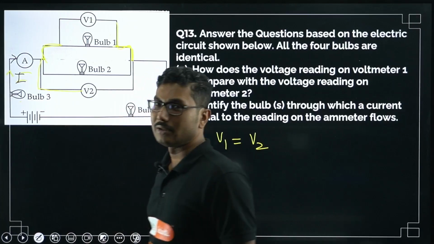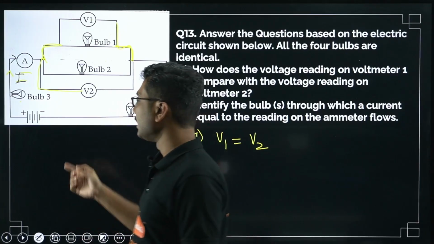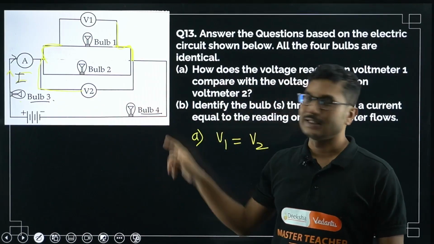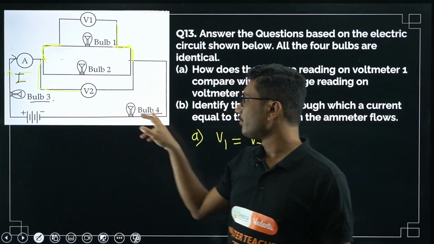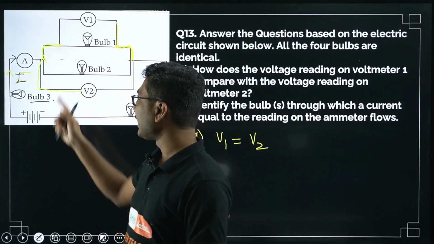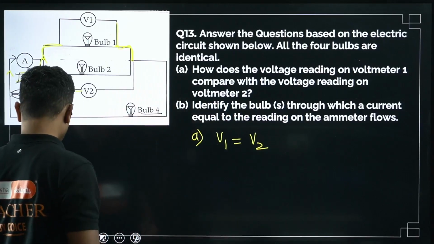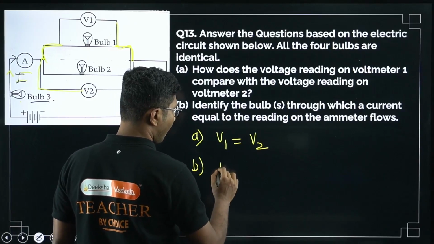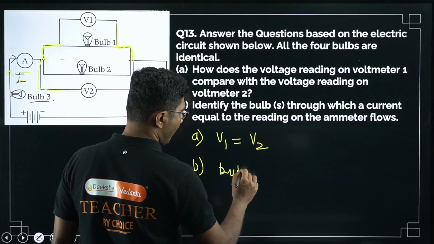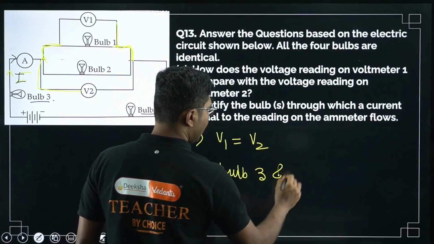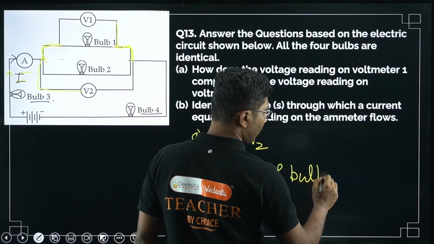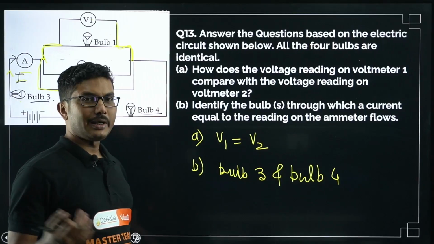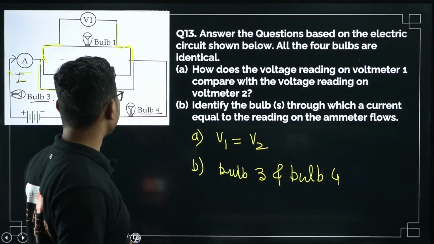What are the bulbs that are connected in series? Bulb 3 and bulb 4 are connected in series. So bulb 3 and bulb 4 will have the same current as that of the ammeter. So the answer to this question will be bulb 3 and bulb 4.